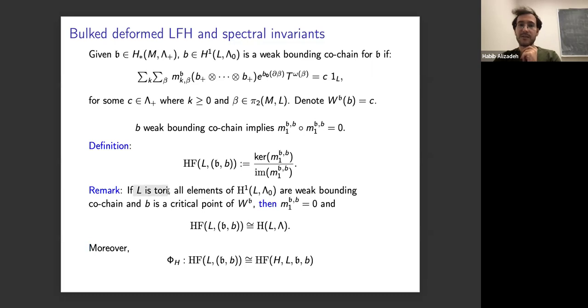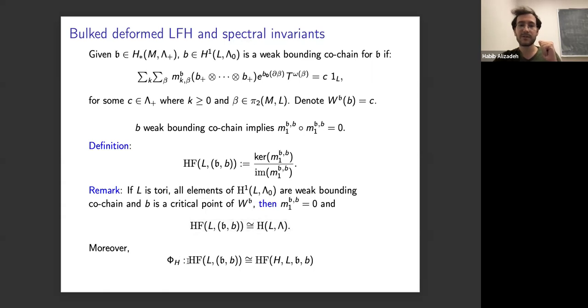And here is the remark. If your L is a tori, which is the case for us, we have this Lagrangian link that consists of tori, products of circles with circles, and let's assume that all of the elements of each one are weak bounding cochains. So their corresponding M1 operation squares to 0. And if I take B as a critical point of this potential functional, which was defined here, so it takes any B to this constant C, then actually M1 is equal to 0. Then the kernel will be the whole space. It's going to be the cohomology of L. So immediately you get that Lagrangian Floer cohomology is isomorphic to the cohomology of L. In particular, it will have a unit inside, which is the Poincare dual of the fundamental class of L.